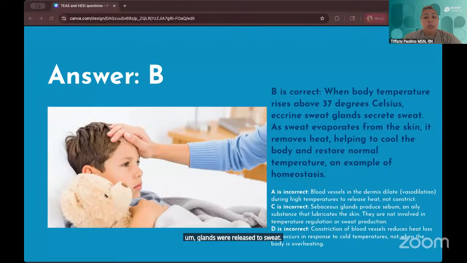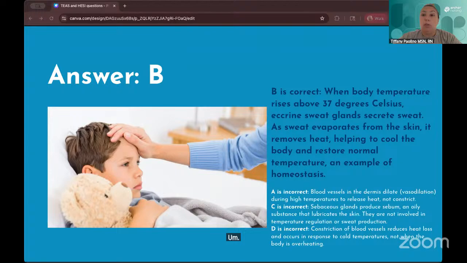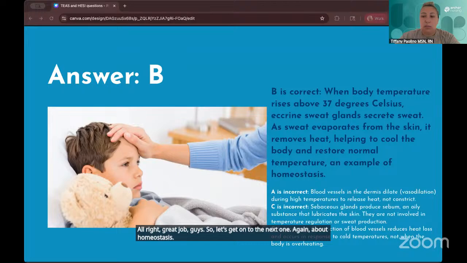And then option D, this is a misconception about blood vessel constriction, which actually happens in response to cold, not to heat, which is when the body would shiver. That would be a homeostasis response, right? The body would shiver to warm up. All right, great job, guys. So let's get on to the next one. Again, about homeostasis, keeping this homeostasis party going.